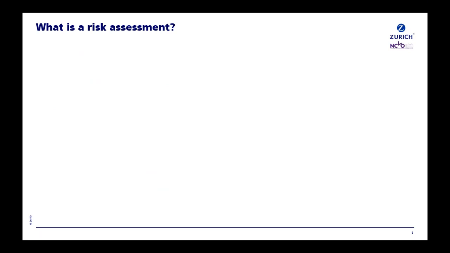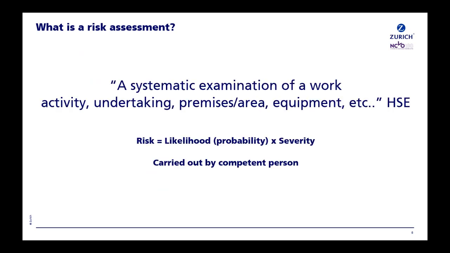In terms of the Health and Safety Executive definition, a risk assessment is a systematic examination of a work activity, undertaking, premises, area, equipment, service provision, etc. Anything which is under your undertaking, really. In other words, it's a careful examination of what in your work could cause people harm, so that you can weigh up whether you've taken enough precautions or you should do more to prevent them.